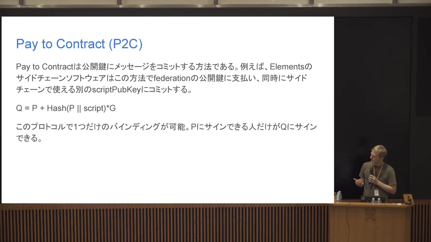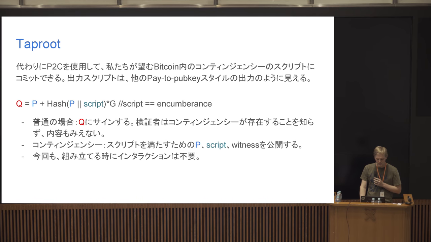And only one binding is possible at a time. And the trick here is that if you can sign for P, and have the message that's being hashed and the script that's being hashed in, then you know how to spend the Q, if and only if. So we can commit to this contingency that we talked about inside of Bitcoin while having this Q point be like a pay-to-pubkey style address.